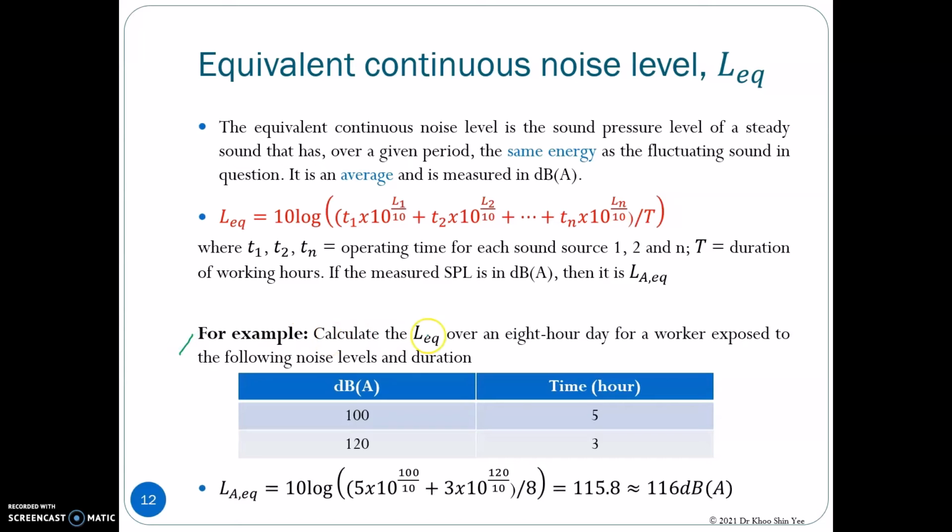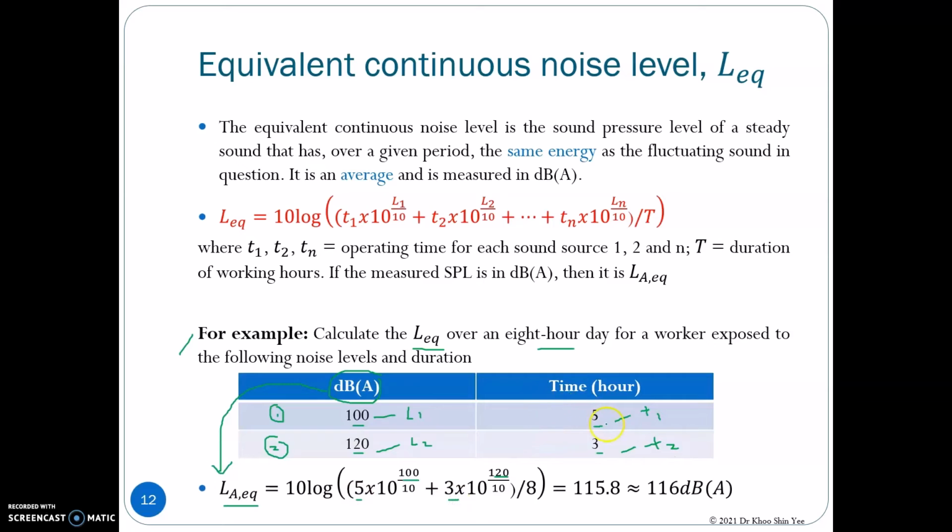So in this example, you are going to compute the equivalent continuous noise level over an 8 hour day for a worker exposed to the following noise level and duration. So in the first station, this is the corresponding level and also the time. So this is the second station, and this is the corresponding level and time. Since we are computing the sound pressure level in the dBA unit, therefore we are actually computing the LAEQ. So we can substitute the L1 and L2 inside the formula here, and this is your T1 and T2. So we can substitute inside.